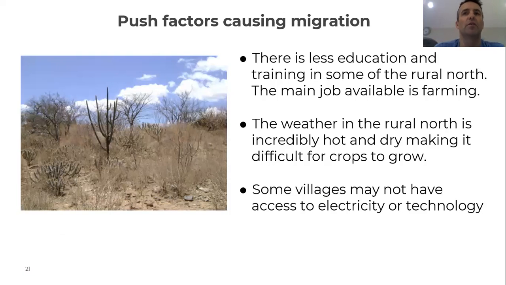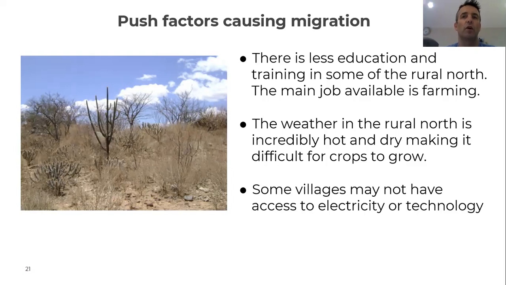So some push factors causing migration might be these. Now these are just some reasons why people might choose to move from rural areas. This doesn't mean that everybody thinks this way. So in rural areas like the Katinga, in the northeast of Brazil, there's less education and training than in some of the other areas. And the main job there that people do is farming. So there aren't a lot of different jobs that people could do, but the main job is farming.